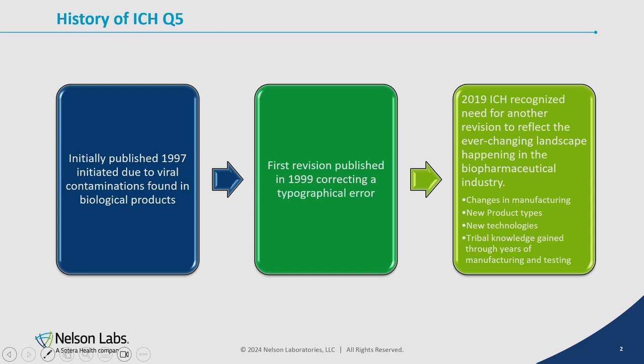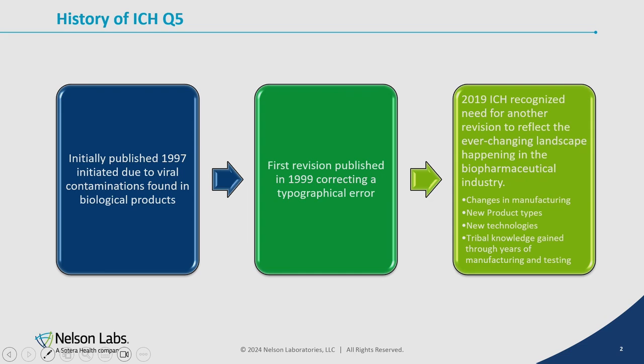So, history of ICH: basically the first one was published in 1997, and it was initiated based off of the fact that we were starting to see biological products where we were seeing viral contamination. And then in 1999, it was again revised, revision 2, just mainly for typographical errors. And then it was not looked at again until pretty much now.